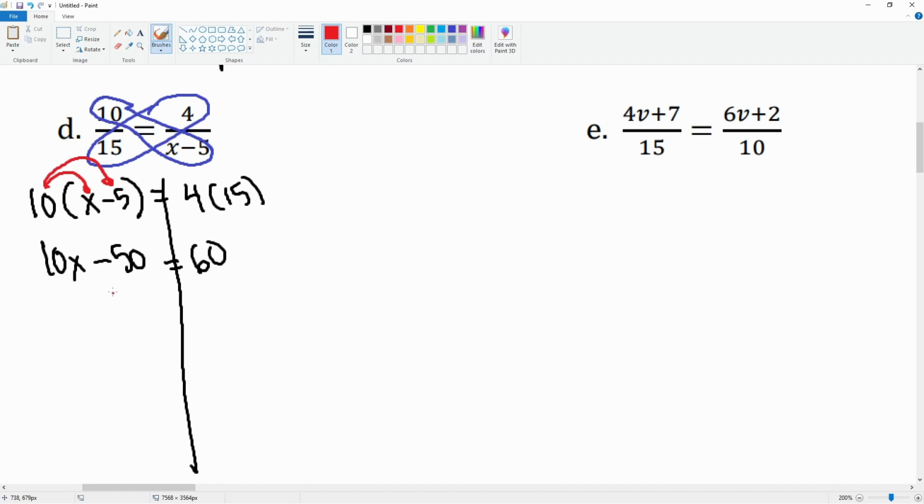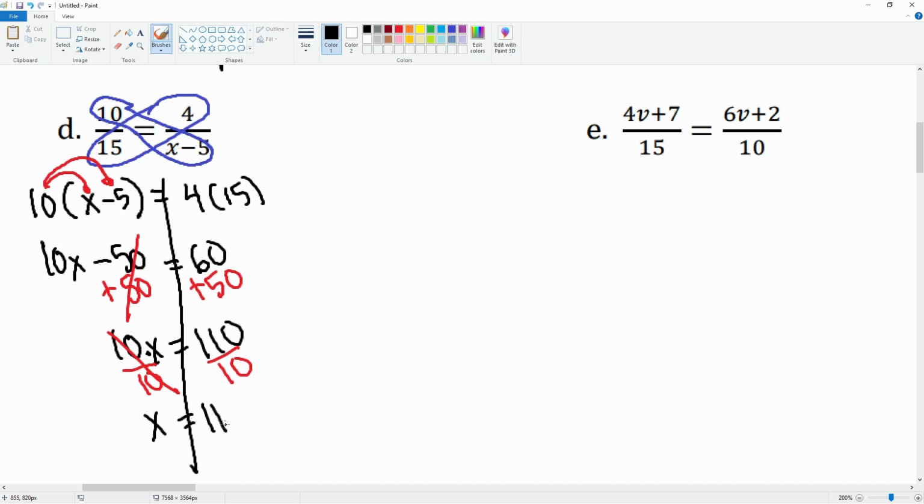We have the subtract 50 on the left-hand side. So how do we get rid of a subtract 50? Well, we're going to add 50 to both sides. The minus 50 on the left plus the 50 will cancel, leaving you with just a 10x is equal to 60 plus 50. That becomes 110. Now we want to divide both sides by 10, because the 10 is attached via a multiplication to the x. 10 over 10 will cancel out, leaving you with just an x, equal to 110 divided by 10, which is just 11.